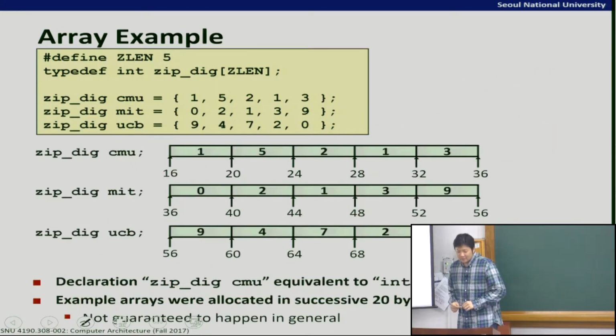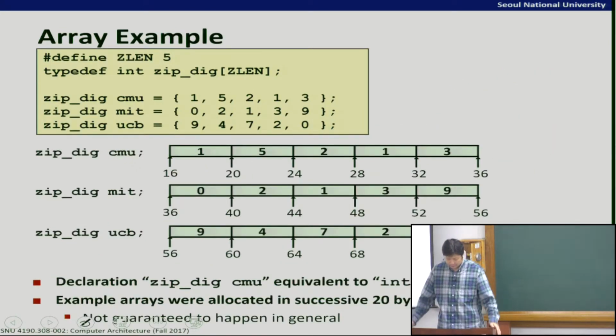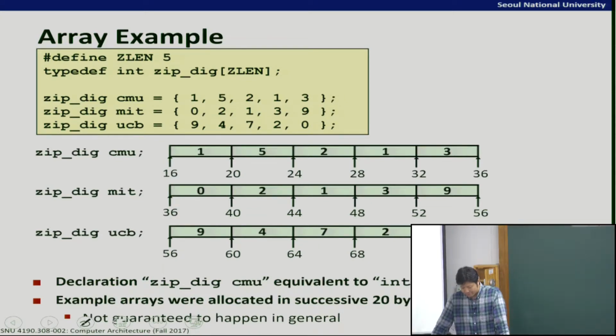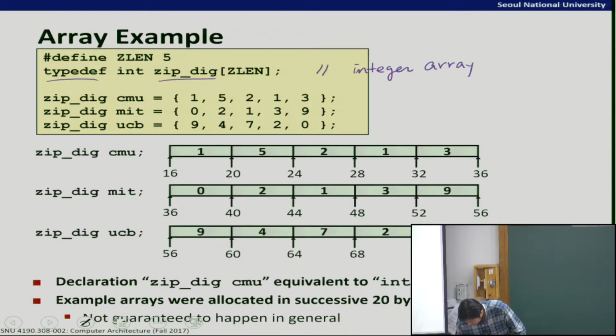All right, so let's see how we can represent arrays in more detail. Let's say we have 3 integer arrays. Before we do that, we first do the typedef. We define a new type, zipdig. So zipdig is basically the array type, integer array of length equals 5.